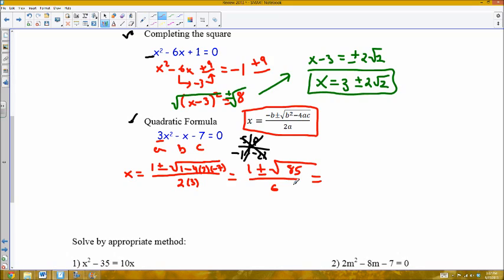Then I'm going to see if there's any perfect square factors inside of 85. 5 is clearly a factor, so let's factor 85 off to the side so we can see what its perfect square factors are. 5 is a factor. It goes into 8 one time and into 35 7 times. So it's 5 and 17, which are both prime, which means that 85 is not going to reduce, which means that this is my final answer.